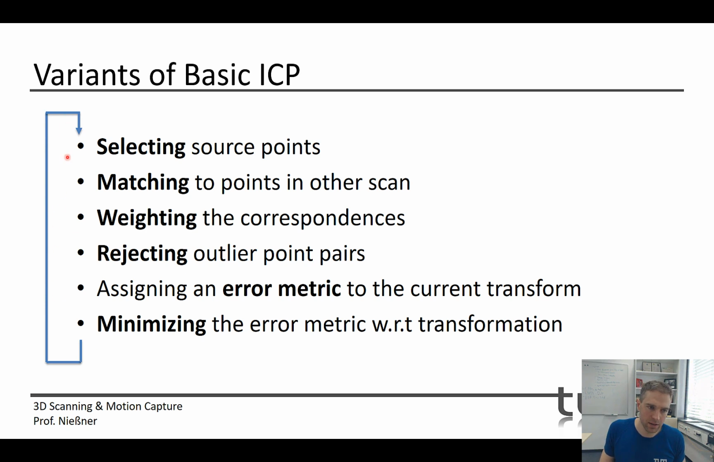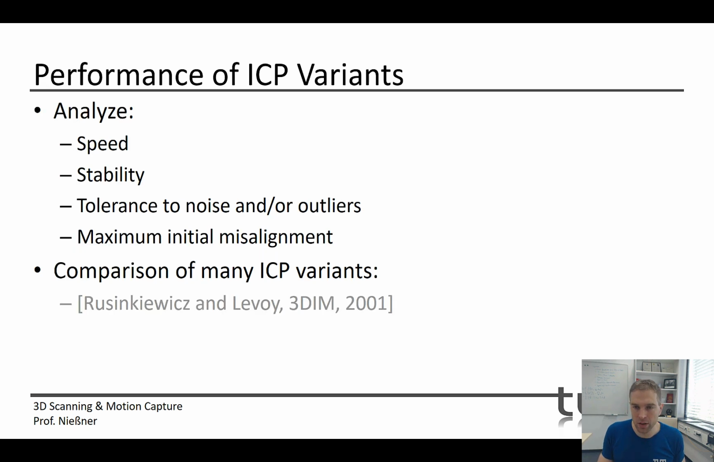Okay, so let's talk a little bit about it. So I want to talk about these different things here a little bit in more detail. And already a fair warning, there's a lot of different ICP variations. ICP is just such a fundamental method in geometry processing, in RGBD scanning, and there's a lot of different versions of it. And we're going to talk a little bit about a couple of criteria here: speed, stability, tolerance with respect to noise and outliers, the maximum initial misalignment, right? What I mentioned is if you're too far away right at the beginning, then you can't have any correspondence to get started with, and so on.